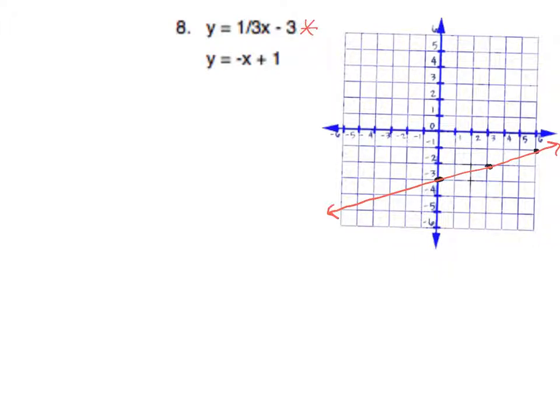And then for the second one, I know my intercept is 1 and my slope is -1 just from looking at that in slope-intercept form. So I'm going to go up 1, and then I'm going to be going down 1 and to the right, down 1 to the right, down 1 to the right.